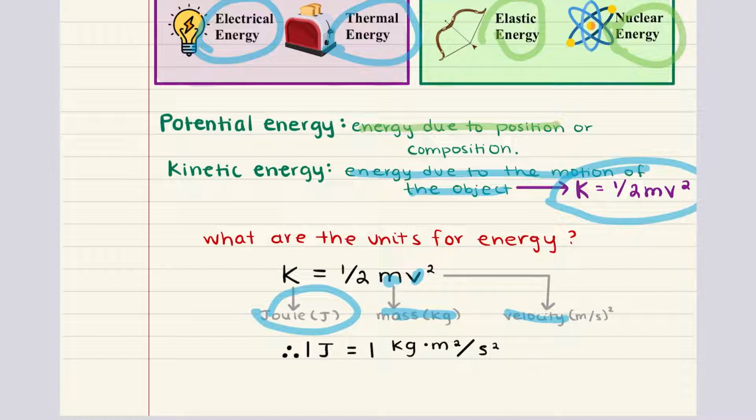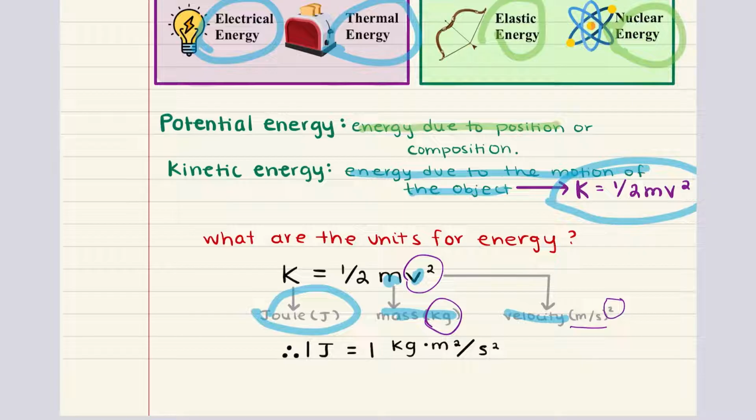Kinetic energy is 1/2 mass. Mass can be measured in kilograms, multiplied by velocity squared. The units for velocity is meters per second, and that unit is squared. So 1 joule is equal to 1 kilogram times meters squared over seconds squared.